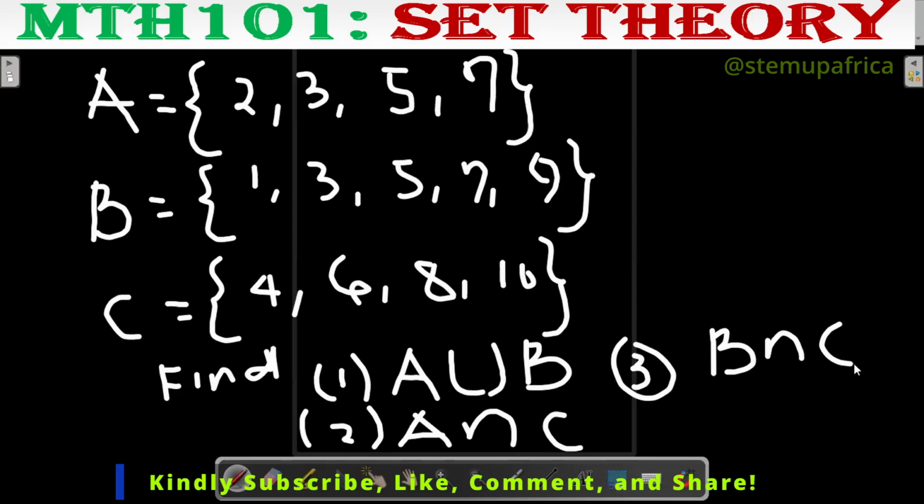Okay, let me try. A union B is 1, 2, 3, 4, 5, 6, 7, 8, 9, 10. Then A intersection C.